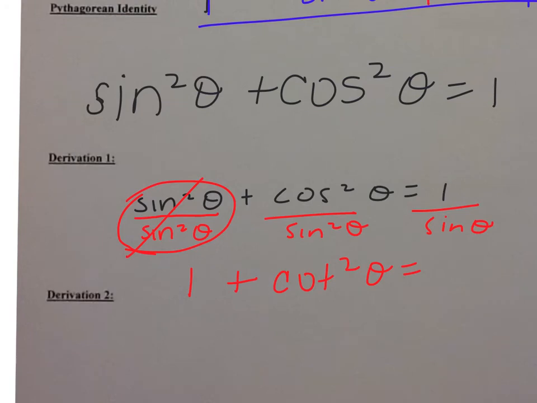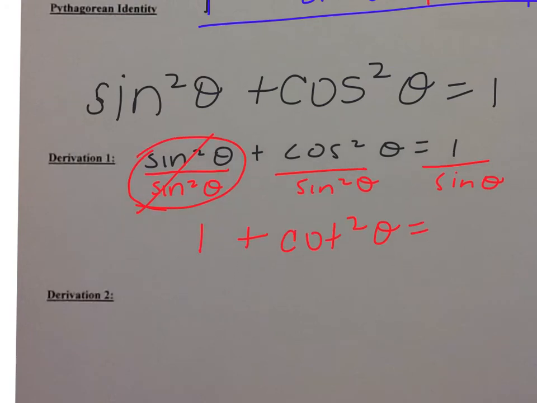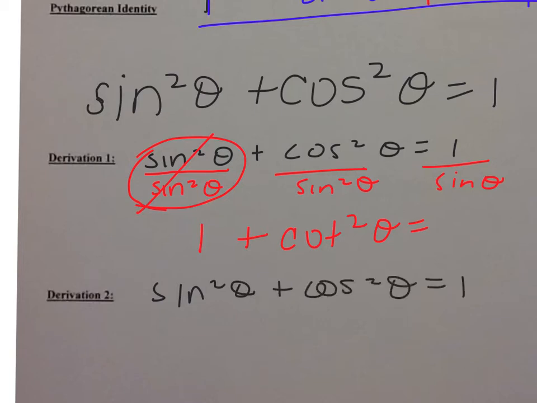So what if I take what I started off with again, sine squared theta plus cosine squared theta equals 1. And instead of dividing everything by sine squared theta, divide everything by cosine squared theta.